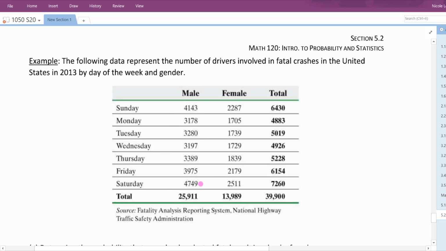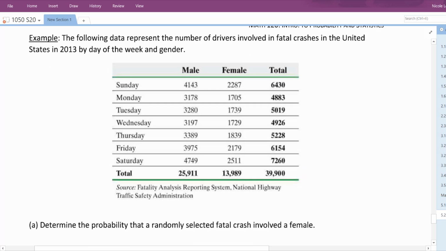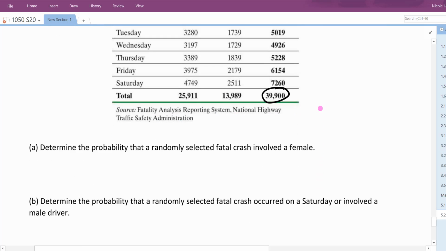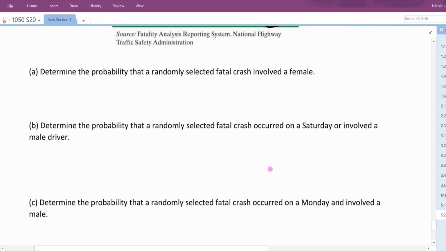So this is going to be all the crashes that involved a male driver, and then here would be all of the crashes that involved a female driver. And then this number that you have in the corner here, that's again going to be your overall total. Okay, so that's how many fatal crashes we had total back in 2013 in the United States. Close to 40,000.